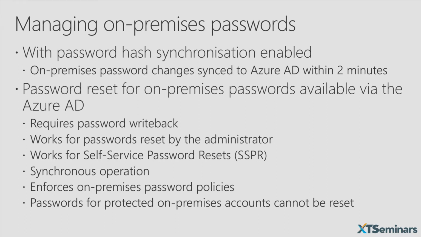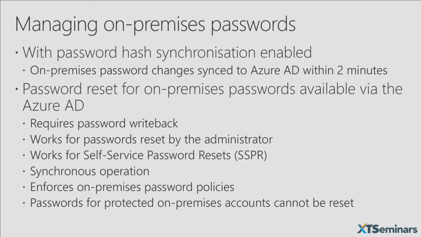If we're using password hash synchronization, those passwords are replicated up within 2 minutes of being changed on-prem. So up they go. So that's with password hash sync enabled. Now, if we want to actually reset a password, whatever method you're using, even if you're using password hash sync, where have you got to reset it? You've got to reset it on-prem, because that's the source for your password. If you're using pass-through authentication, you've got to reset it on-prem. If you're using ADFS and you want to reset it via a cloud, then you've got to reset it on-prem as well. So all of these require password write-back.